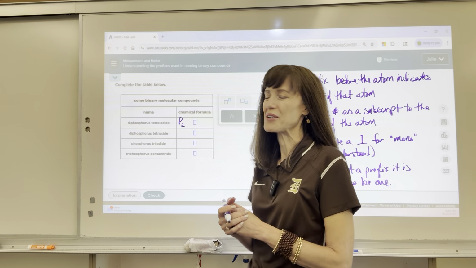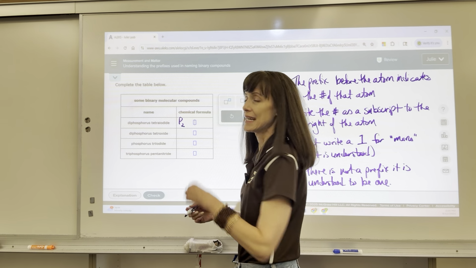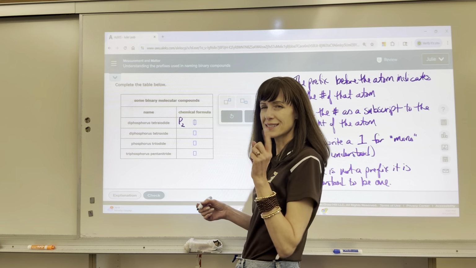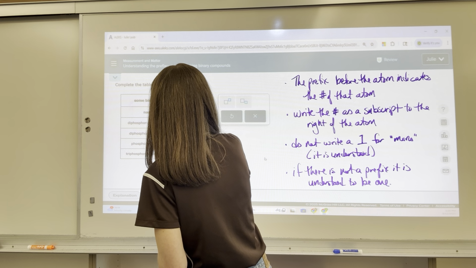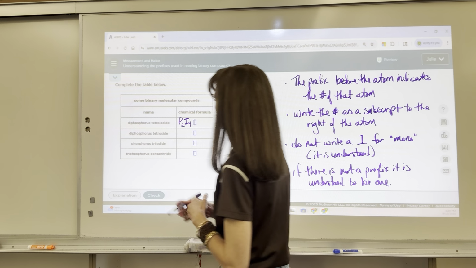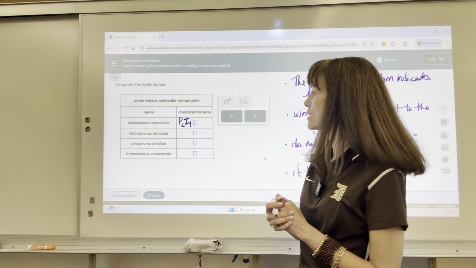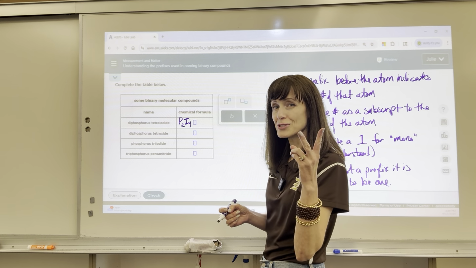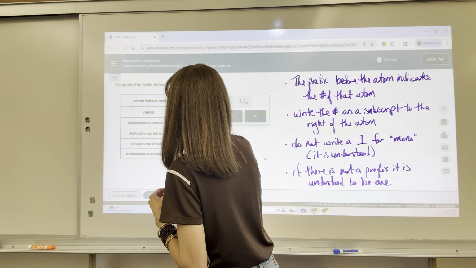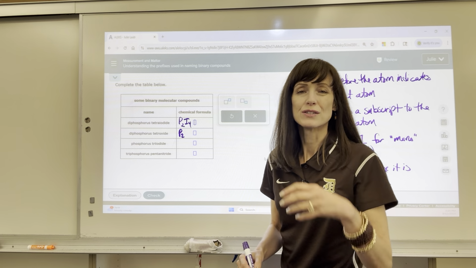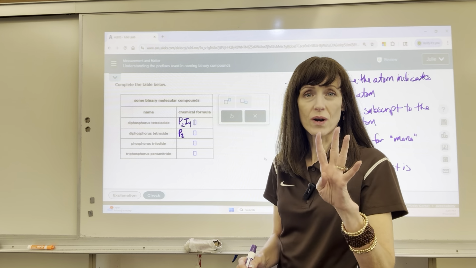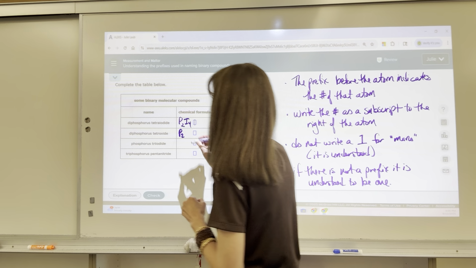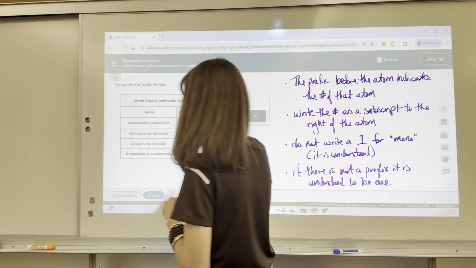Okay, so let's do this together. We have our diphosphorus tetraiodide. Iodide is our iodine, and it's a tetra, so I do I4. This will be a P2I4. Next, diphosphorus, so how many phosphorus do we have? 2. Diphosphorus tetroxide. So tetra, that's 4, oxide, oxygen. So this is a P2O4.